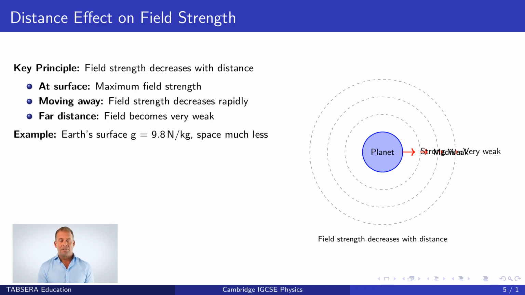For example, Earth's surface gravity equals 9.8 newtons per kilogram, but astronauts in space experience much weaker gravity. The diagram shows concentric circles representing different distances, with arrow thickness showing field strength decreasing outward.